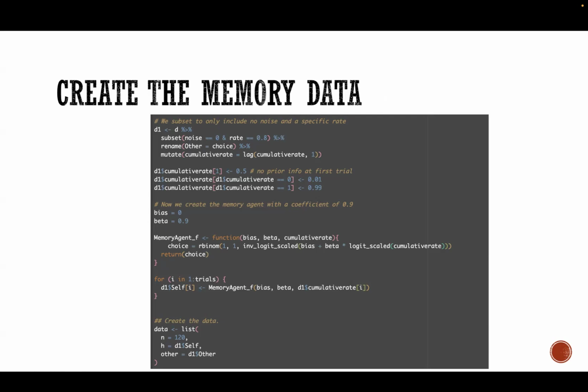We create the cumulative rate, so we have an external memory state. And we do the same trick of avoiding that, if by chance there were two or three choices in the same direction at the beginning, we have a 0 or a 1. Then we create our memory agent, and in logit space, we give it a bias of 0. So there should be no bias, no tendency to pick left or right that is not determined by memory. We have a beta of 0.9, meaning that the agent mostly follows the memory.